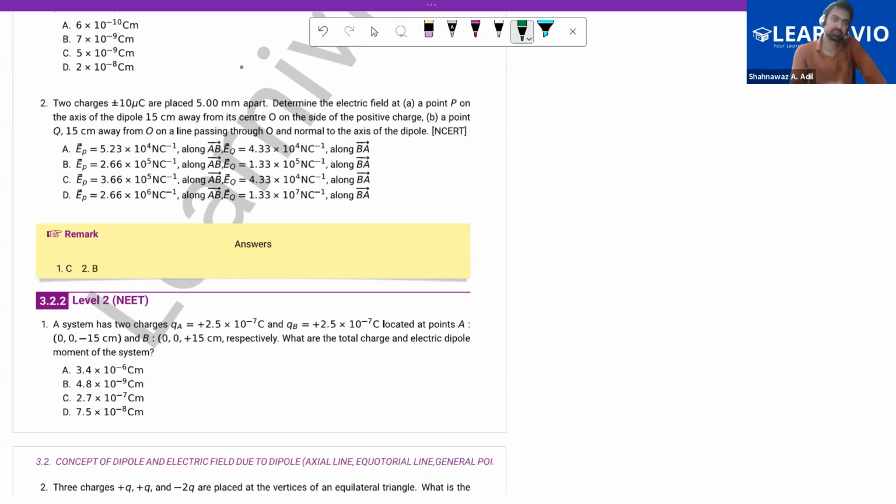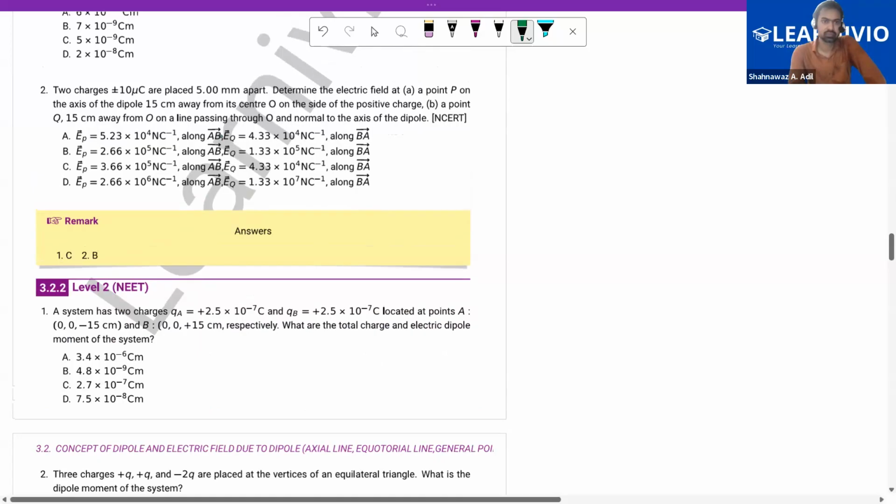So it is both, the equatorial point and the axial point. At P, it's axial, and at Q, it's equatorial. So we have to calculate both things. Absolutely correct. Part A is the axial point and part B is the equatorial point. Remember, in this question they have given 2a, so you don't have to use 2aq. You can use simply charge into separation.